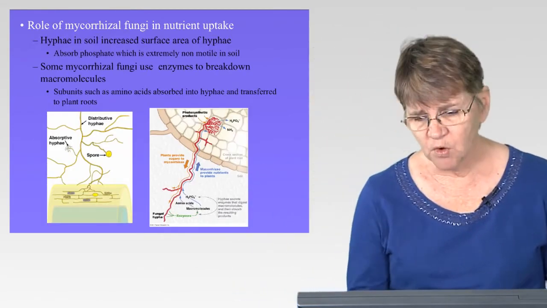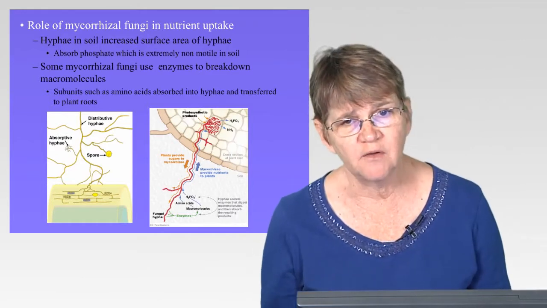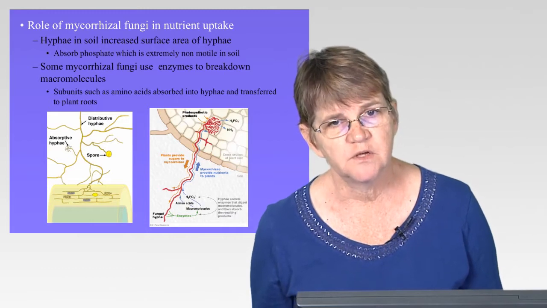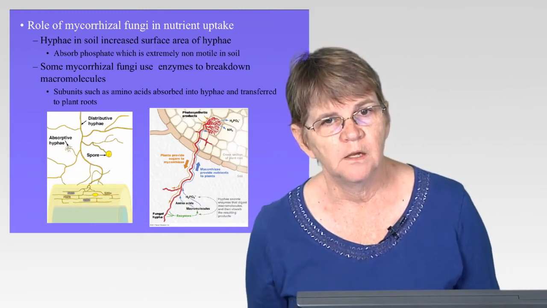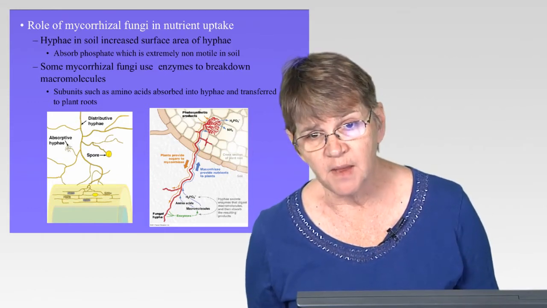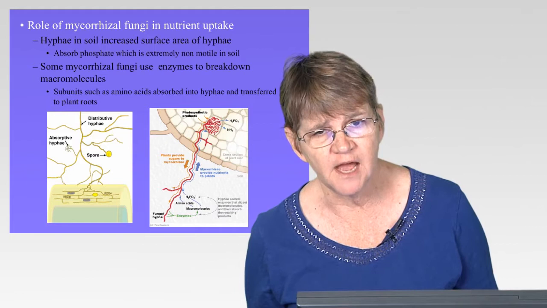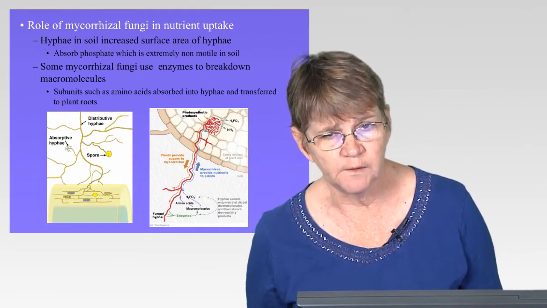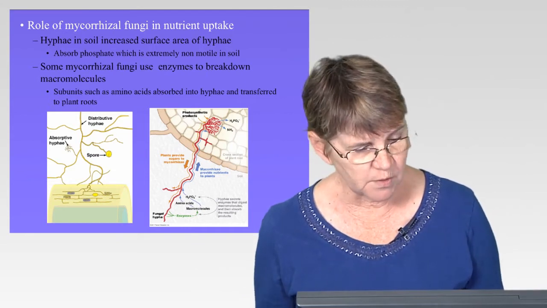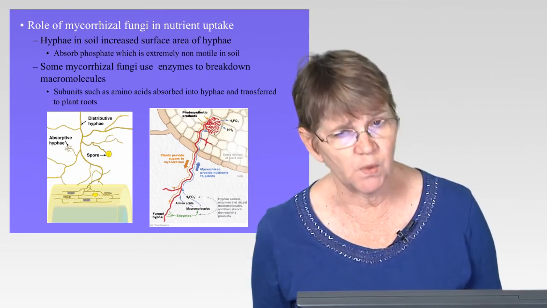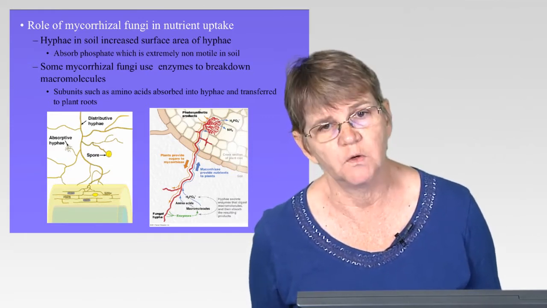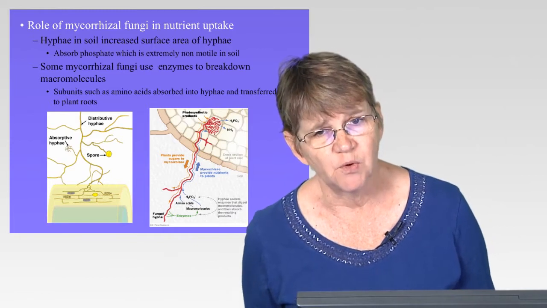So I want to go a little bit more into the relationship underground and talk a little bit more about how mycorrhizae help in nutrient uptake. So there's fungi, their vegetative body is called mycelium, and they produce filaments called hyphae. And these hyphae ramify through the soil. As we can see in the diagram on the left, they're coming out of the root and going into the soil. And they grow in between the soil particles, in the spaces between the soil particles.